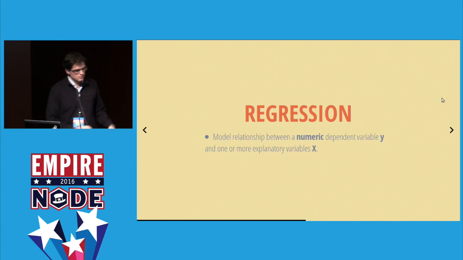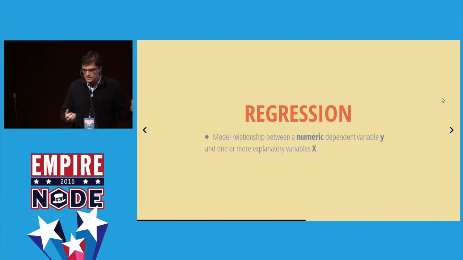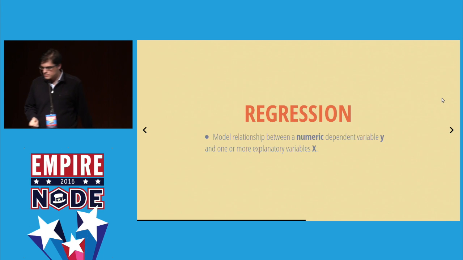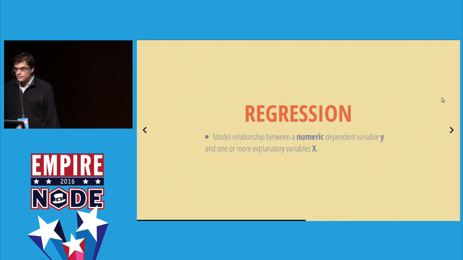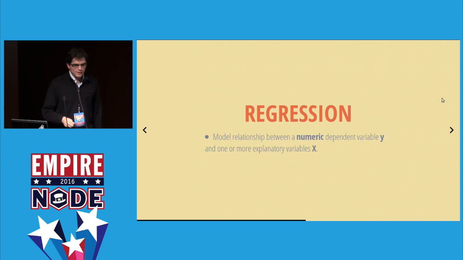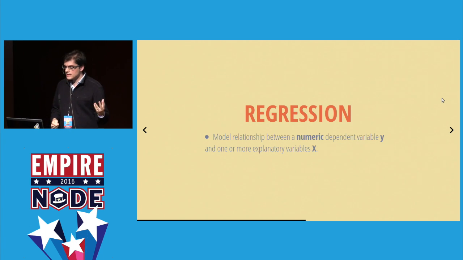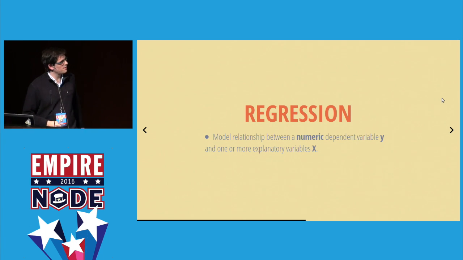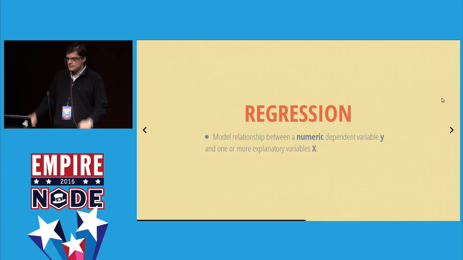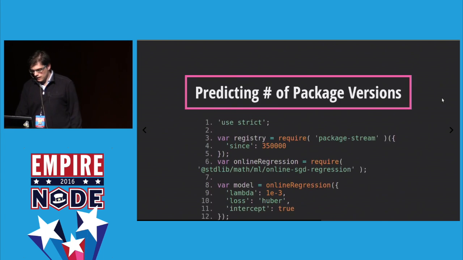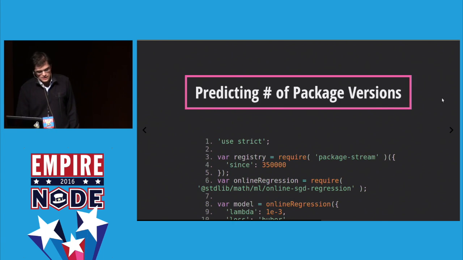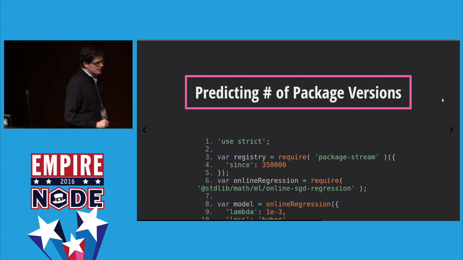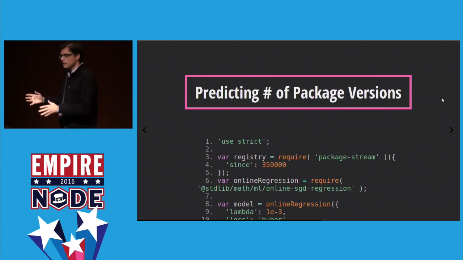So now I would like to go through some examples for these different types of methods before wrapping up. So first, let's consider a regression example. Recall in regression, we want to predict a numeric response variable y by a set of predictors x. And the example that we are looking at is, let's say we were interested in predicting the number of versions that a package on npm has.